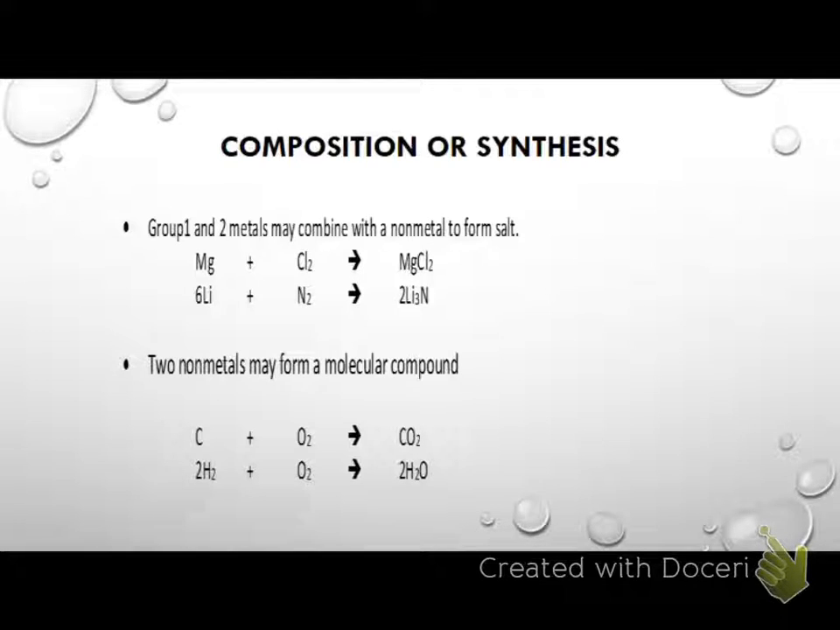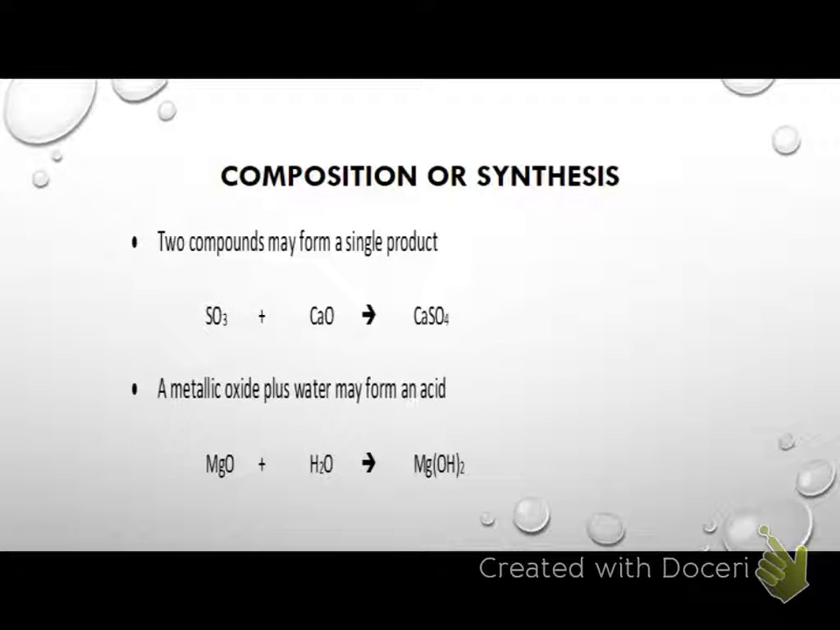Okay? 2 nonmetals, if you react 2 nonmetals, they're probably going to form a molecular compound, obviously, because that's what they would form. So then you would have to kind of know what's going to do. CO2 is usually going to come from C and O2. Okay? Some other examples of that: 2 compounds may form a single. So here I had SO3 plus CaO, and it actually is going to make CaSO4. Okay, it's still going to make one compound, so it's still going to be a composition.